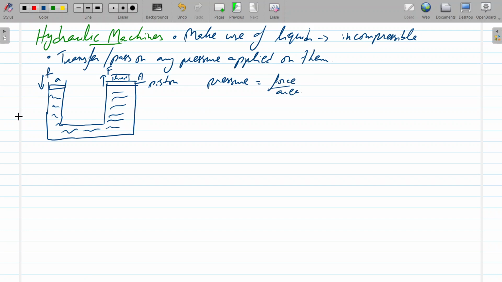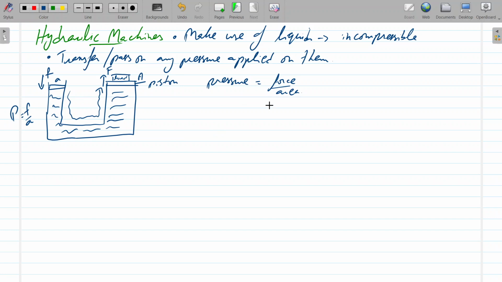So in this case, P equals small f over small a, right? Now they transfer any pressure. So whatever pressure is being formed over here, all of that is being transferred through the liquid up to the second piston with the load on it, the one you want to lift.